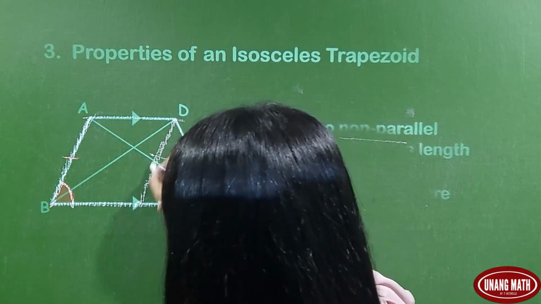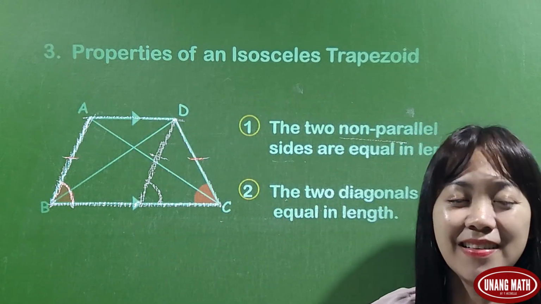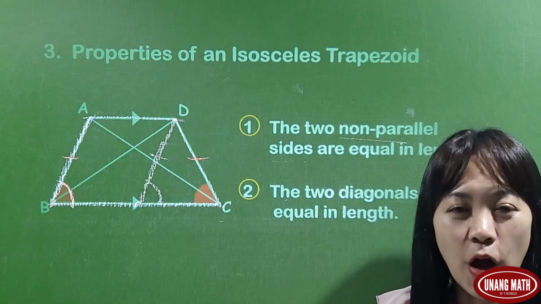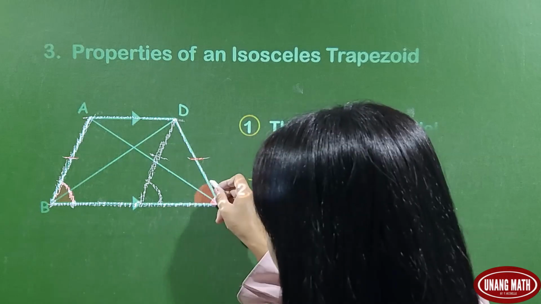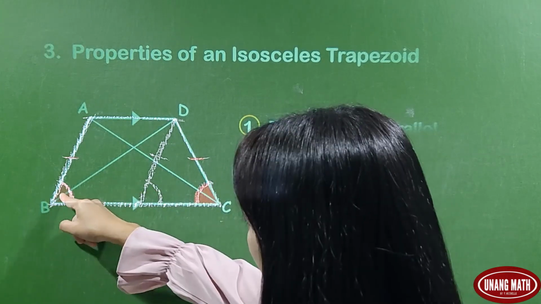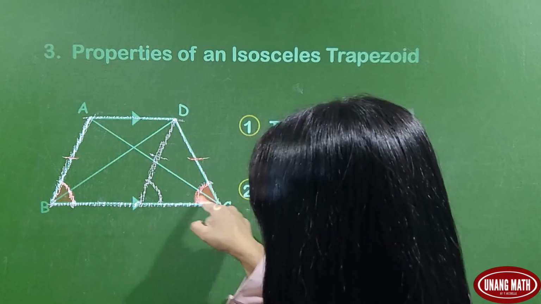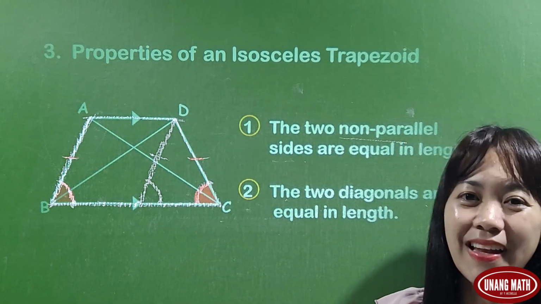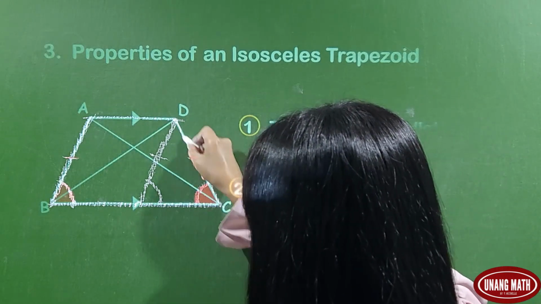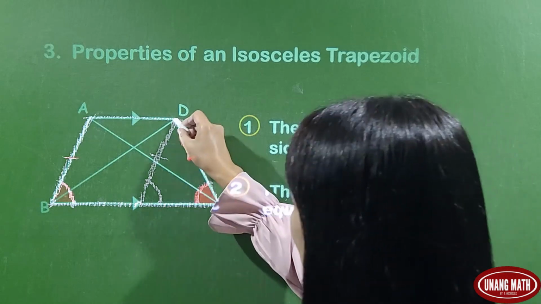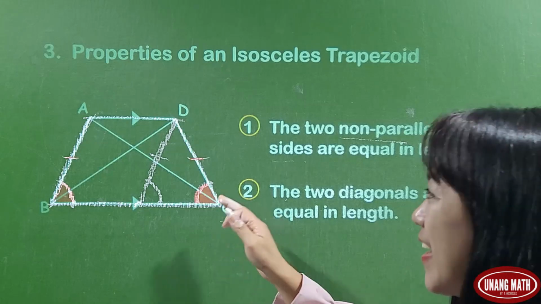So it means these two angles are corresponding angles, and corresponding angles are equal in measures. Take note, this angle and this angle are equal in measures. It means this angle and this angle are also equal in measures. These two angles are part of this triangle. It means this triangle is an isosceles triangle.